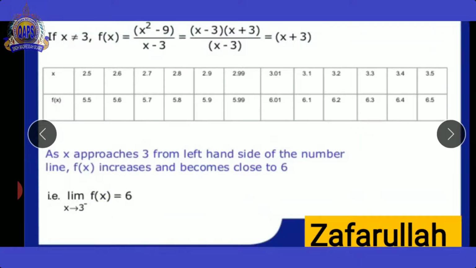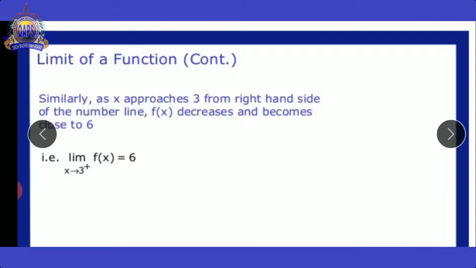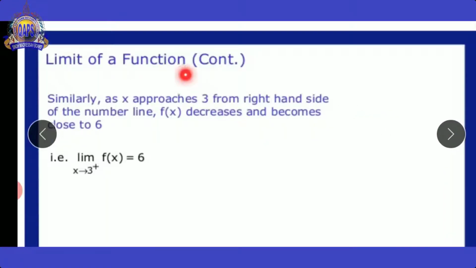Now in the second example, the limit of the function continues. Similarly, as x approaches 3 from the right hand side of the number line, we have already discussed the left hand limit, and now we are discussing the right hand limit on the number line.